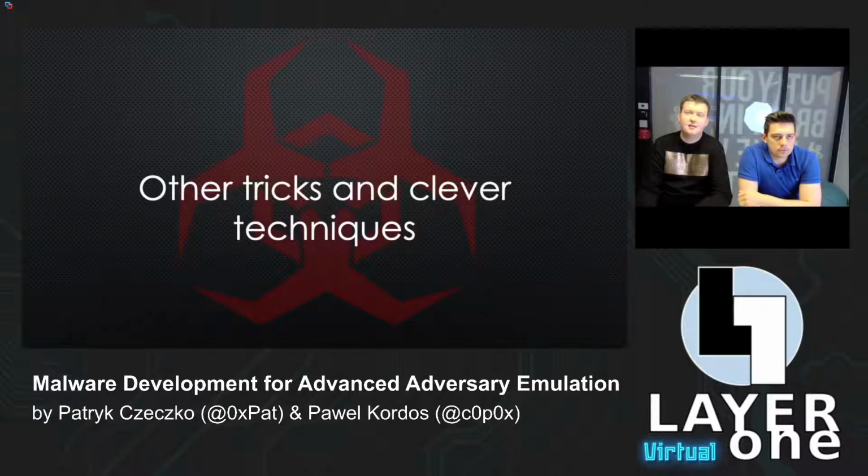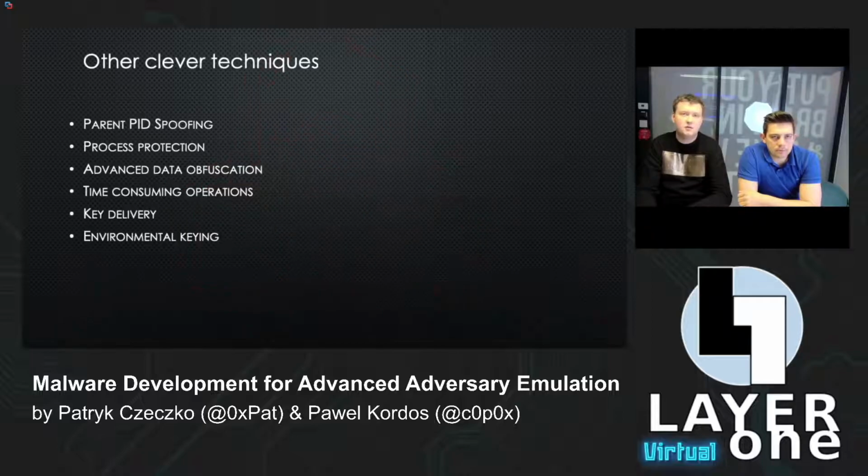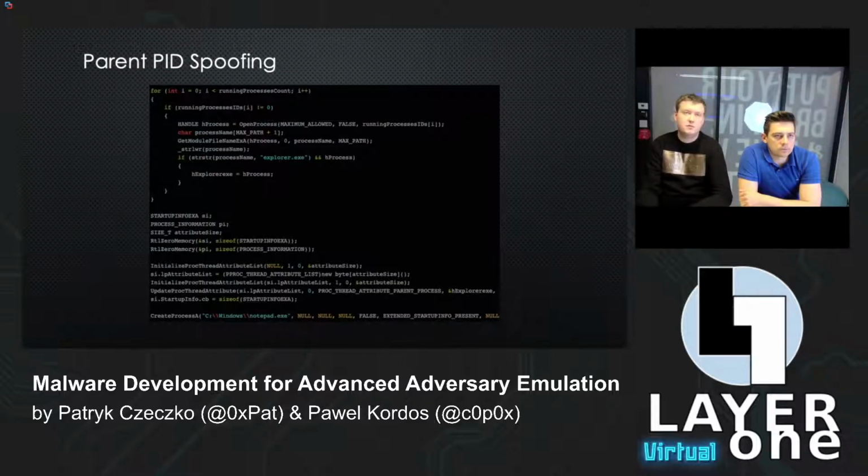And as a last part for today, last but not least, I think we have other tricks and clever techniques which you can actually use in your code. The first one, parent process ID spoofing. Also, we encourage you to take a closer look at process protection. Then advanced data obfuscation, some kind of time-consuming operations, and also environmental keying. Alright, so the first one, parent ID spoofing.